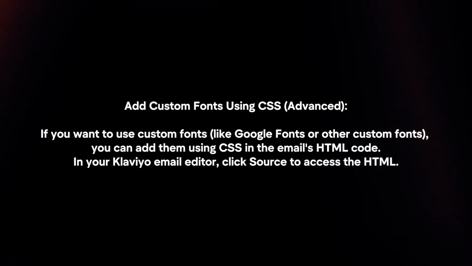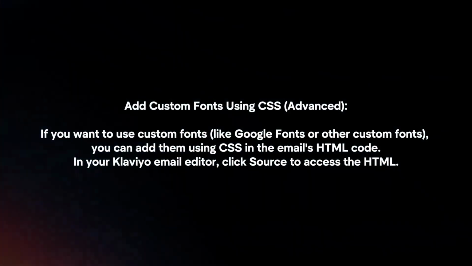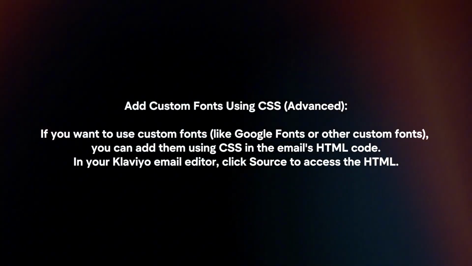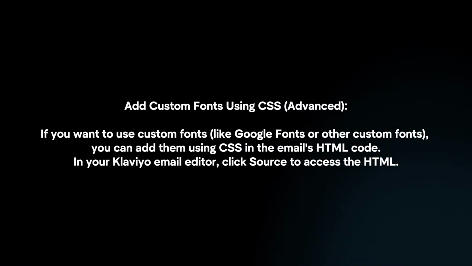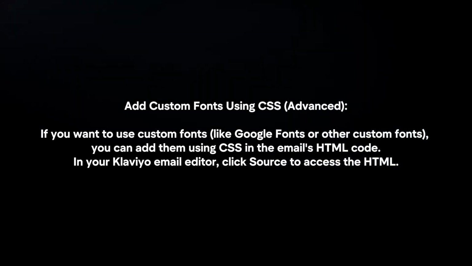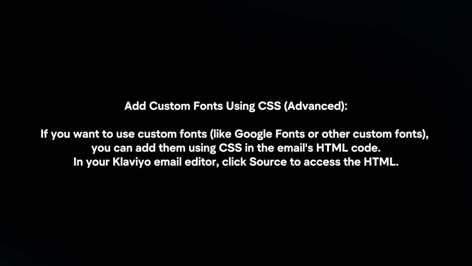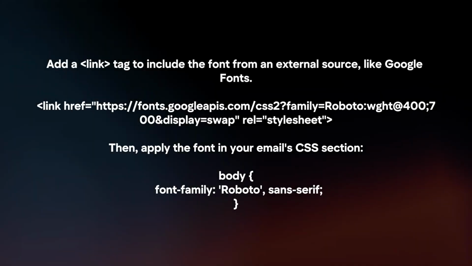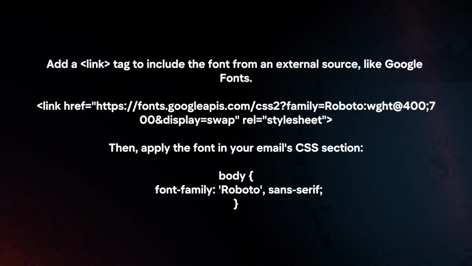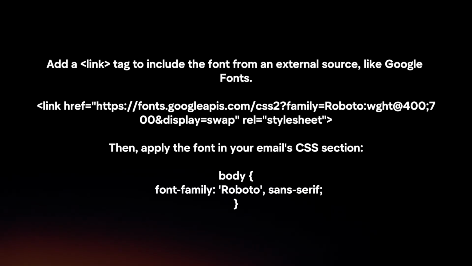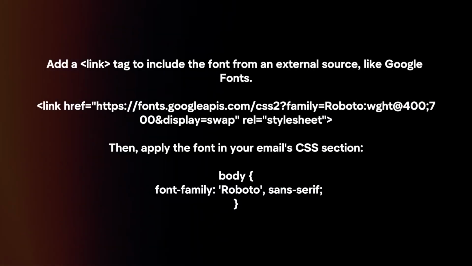Add custom fonts using CSS. If you want to use custom fonts, you can add them using CSS in the email's HTML code. In your Klaviyo email editor, click Source to access the HTML. Add a link tag to include the font from an external source, like Google Fonts. Then apply the font in your email CSS section.